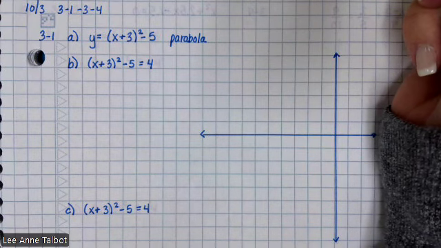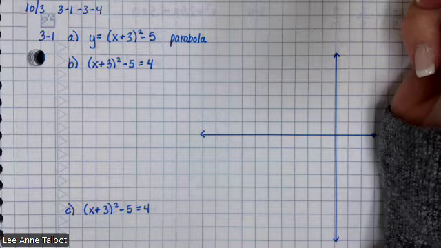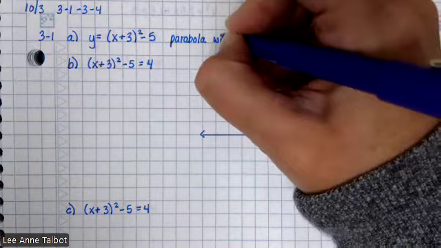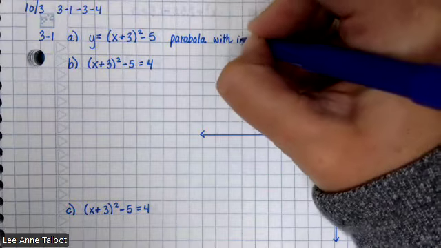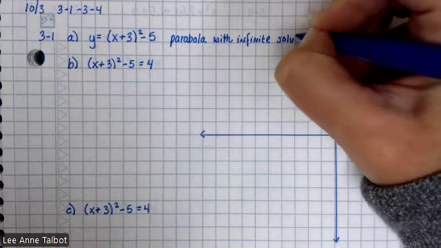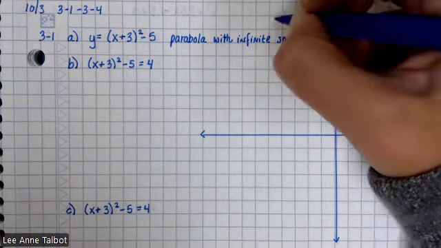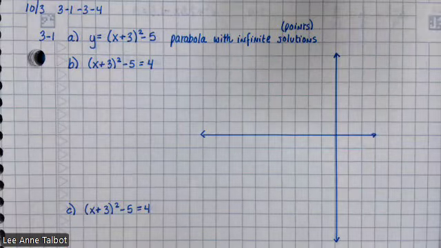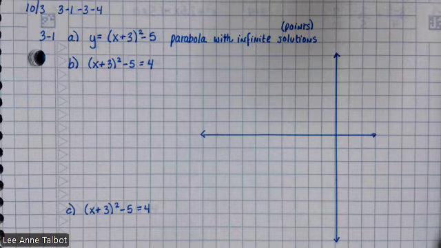Okay, let me ask you a different way. How many points are on this parabola? Infinite. This parabola has infinite solutions. And the solutions are points on the parabola.